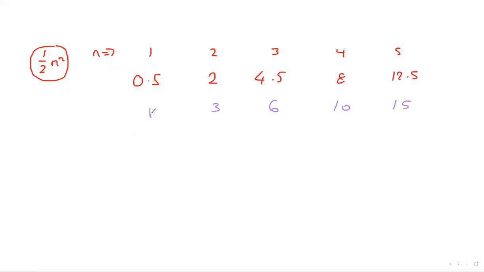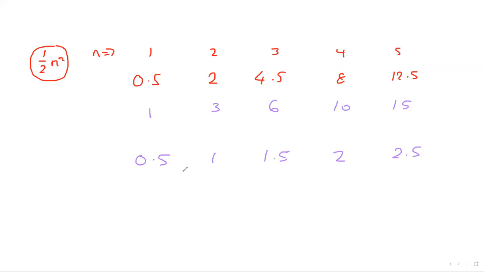Now we do 1 minus 0.5, because this is for the first term. 1 minus 0.5 is actually going to be 0.5. 3 minus 2 is 1. 6 minus 4.5 is 1.5. 10 minus 8 is 2. 15 minus 12.5 is going to be 2.5. So this is our new sequence.